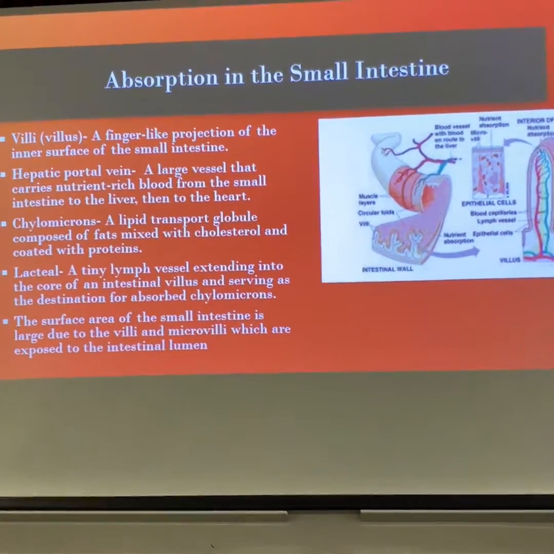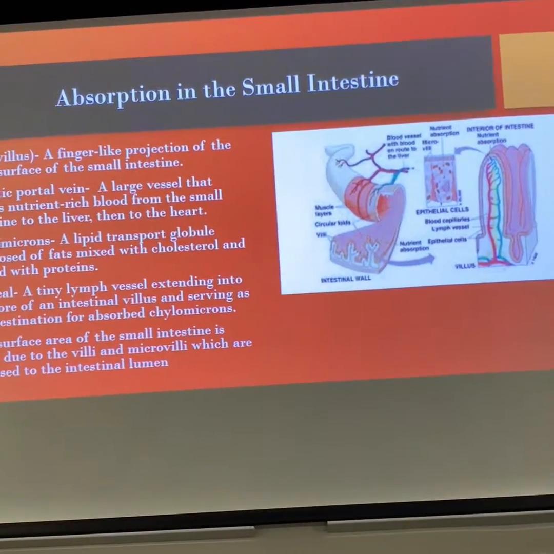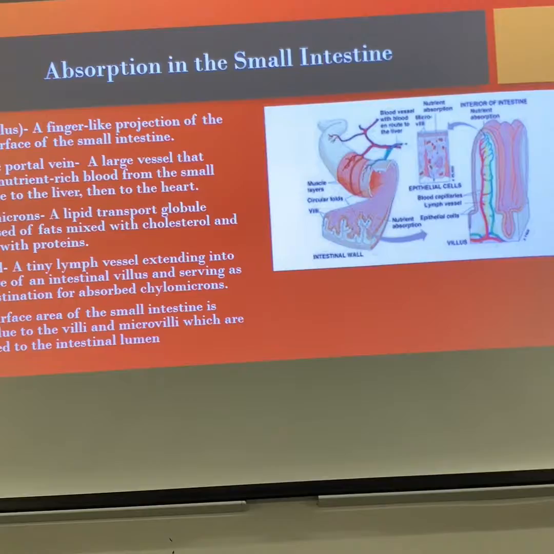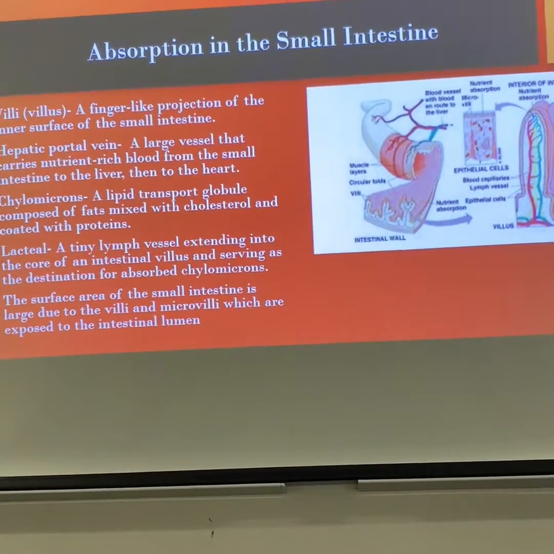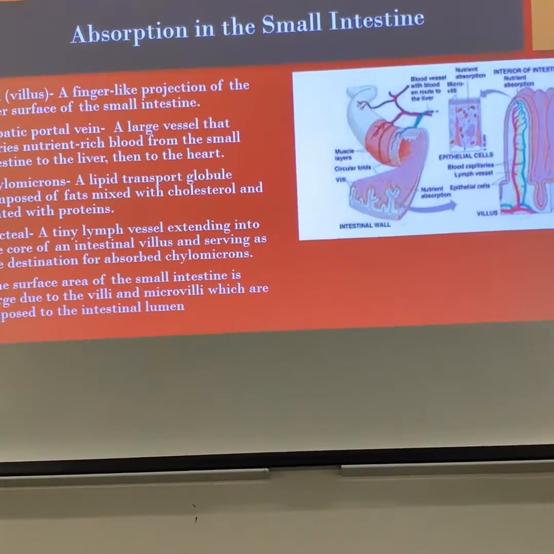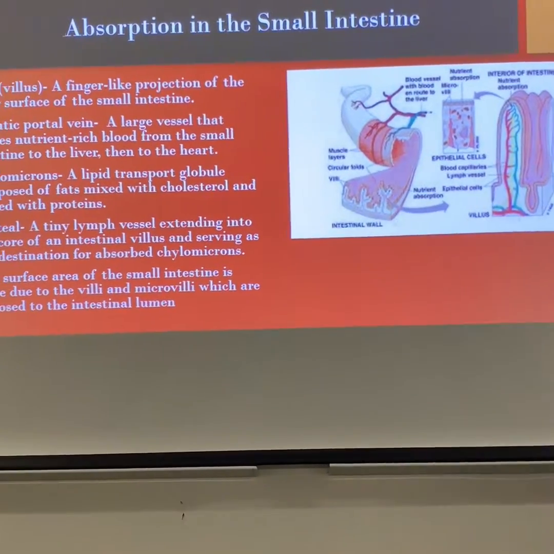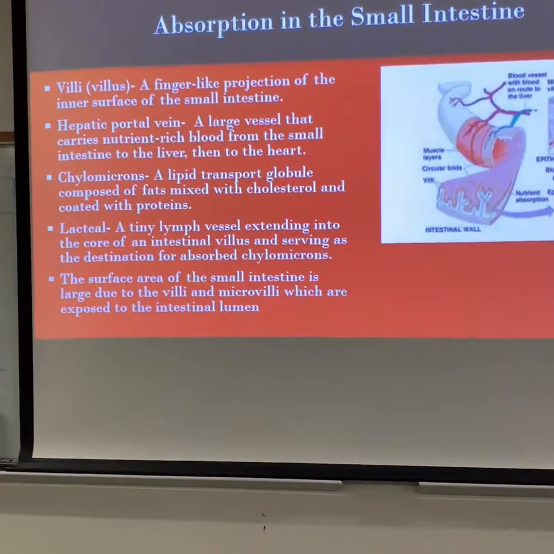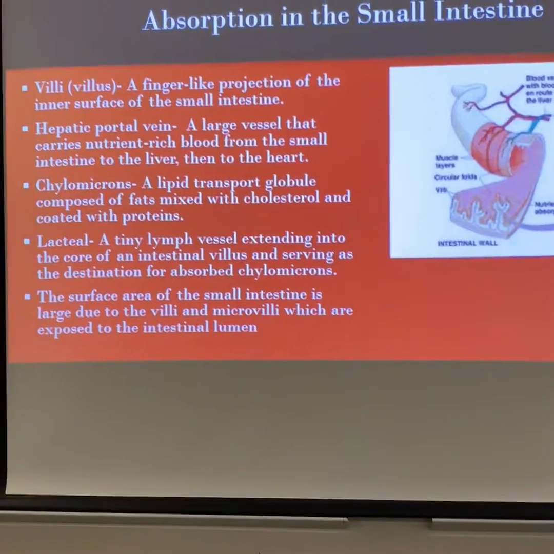Some of the major components of absorption in the small intestine are the villi, the hepatic portal vein, the chylomicrons, and the lacteal, and each of these plays an important role. The villi are finger-like projections of the inner surface of the small intestine. The hepatic portal vein is a large vessel that carries nutrient-rich blood from the small intestine to the liver, then to the heart.